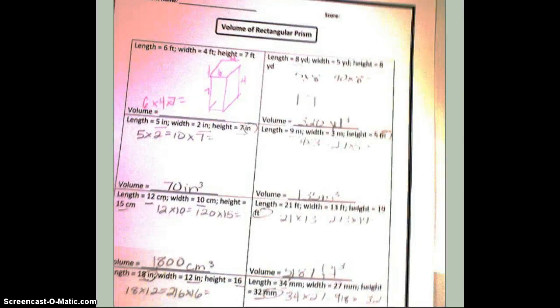34 millimeters times 27 millimeters equals 918, and then we need to multiply it by the height, which is 32, and you'll find out, wow, we're getting large numbers now, 29,376, and this was millimeters, and we want millimeters cubed. And that's it. So now you get to go back and you get to draw yourself a sketch.